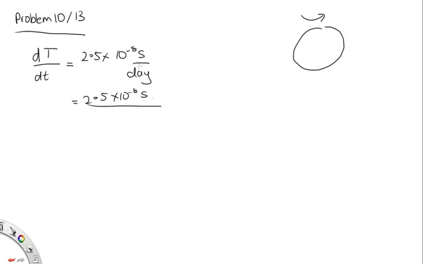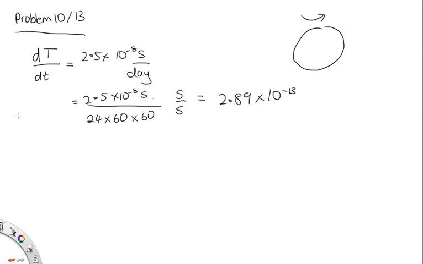And then to convert it from per day to per second, we'll have to divide it by the number of hours in the day, the number of minutes in an hour, and the number of seconds in a minute. So this will give us seconds per second instead of per day, and this is equal to 2.89 times 10 to the minus 13 when we do that on the calculator.